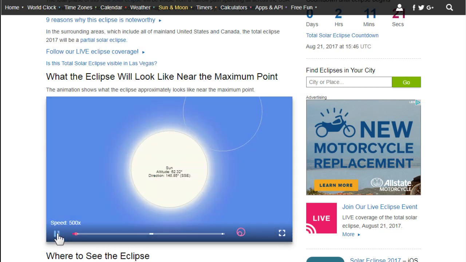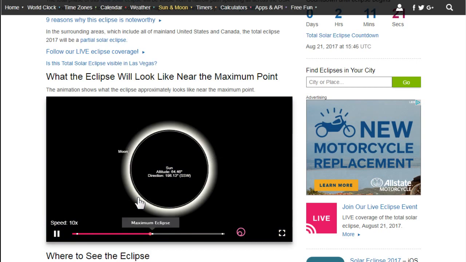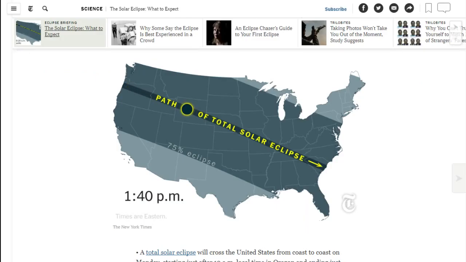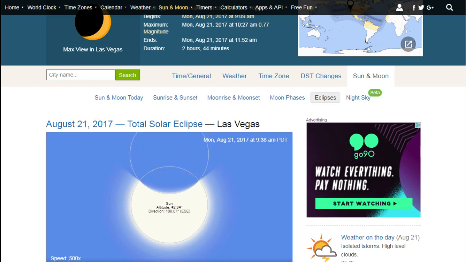But if you're in that line that I just showed, if you're in that path, this is what you're going to see. You're going to see a full total eclipse where they completely align. But if you are not in that path, here is what you will see. For example, I'm here in Las Vegas, so this is what I will see. Since I'm not in that path, I won't see the total eclipse. This is what's gonna be seen from Vegas, and I'm gonna explain why.